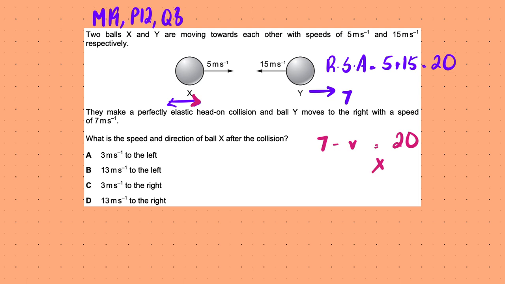So if we use the approach with it moving to the left, then this makes more sense, because here I would say 7 plus v, because they're moving in opposite directions, equals 20. So v would then be 20 minus 7, which is 13. So this is 13 meters per second to the left.